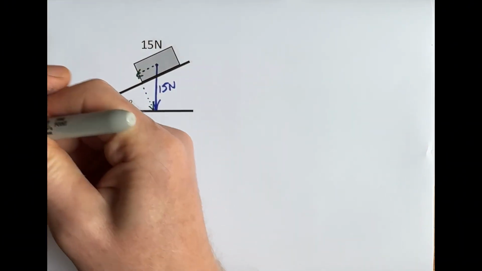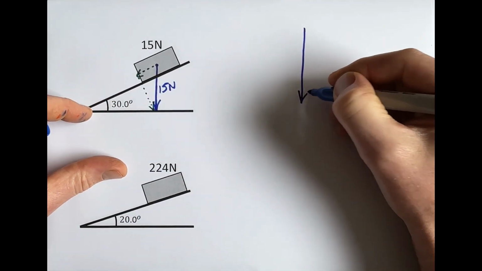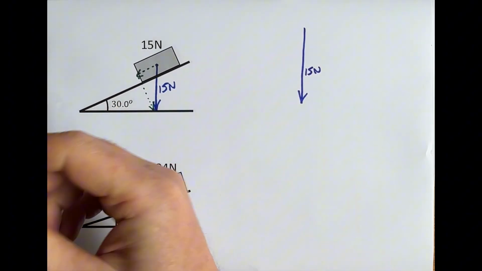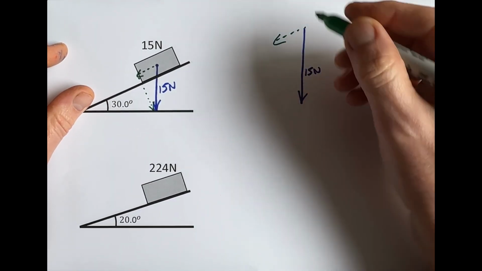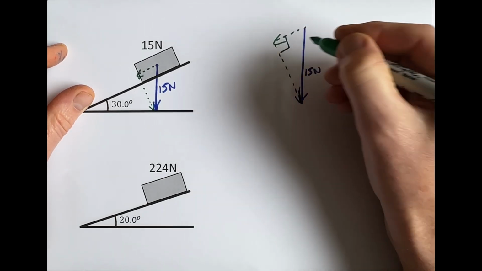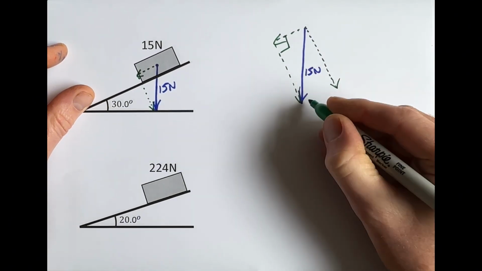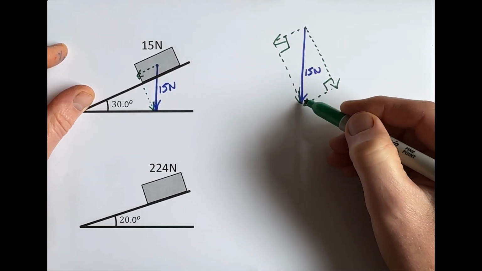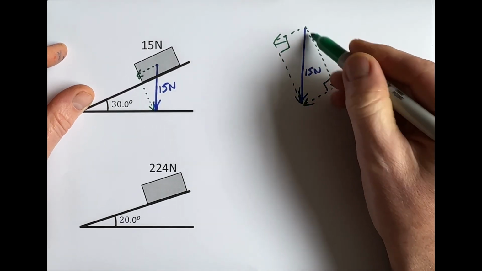If we redraw this situation over here, we've essentially got the weight. There's your 15 newtons weight, and we can split that into two components, one acting down the slope and one acting perpendicular to the slope. They're going to be at right angles to each other, and you could draw it on this side as well. So perpendicular to the slope, parallel to the slope. This vector can be split into two components that form the sides of a parallelogram.